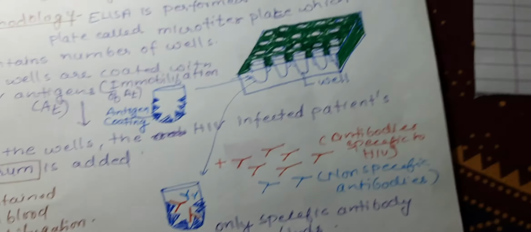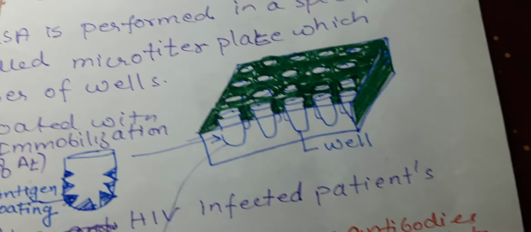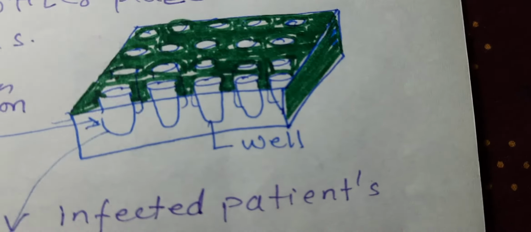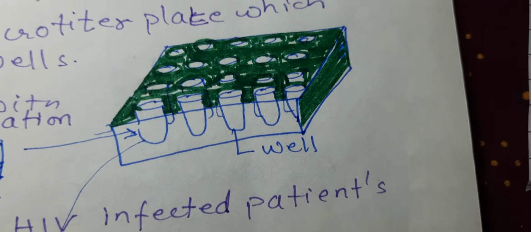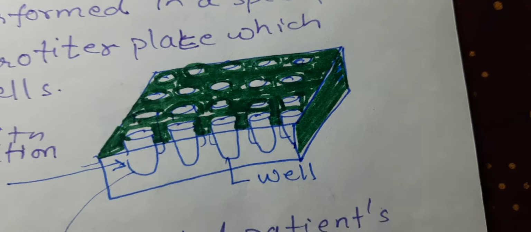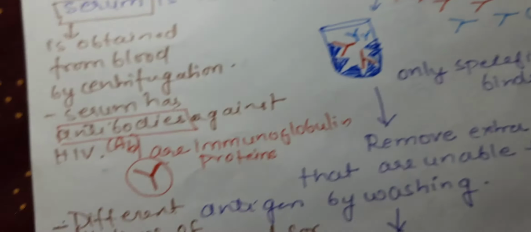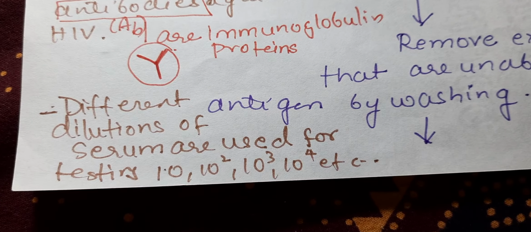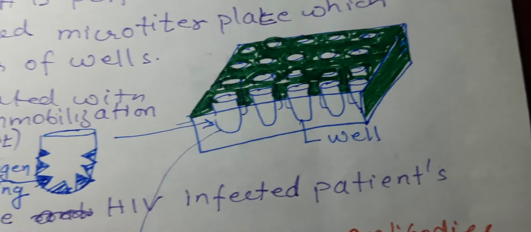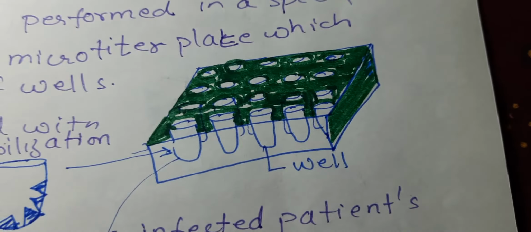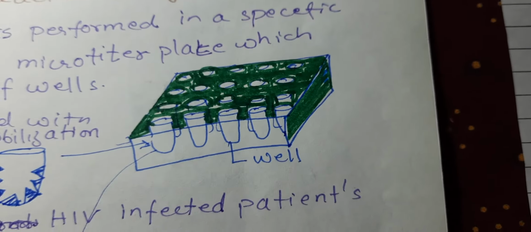So when we are putting these dilutions of different serum, different wells are used for that. So different dilutions of serum are used, like 10, 10 raised to 2, 10 raised to 3, 10 raised to 4. So you put these serum dilutions in different wells.